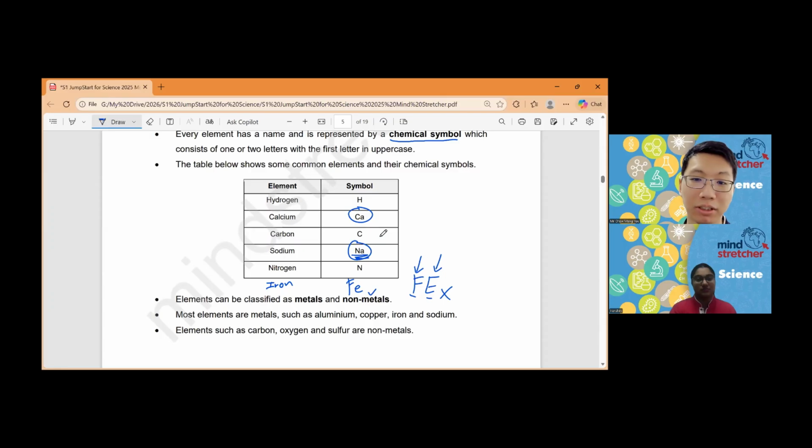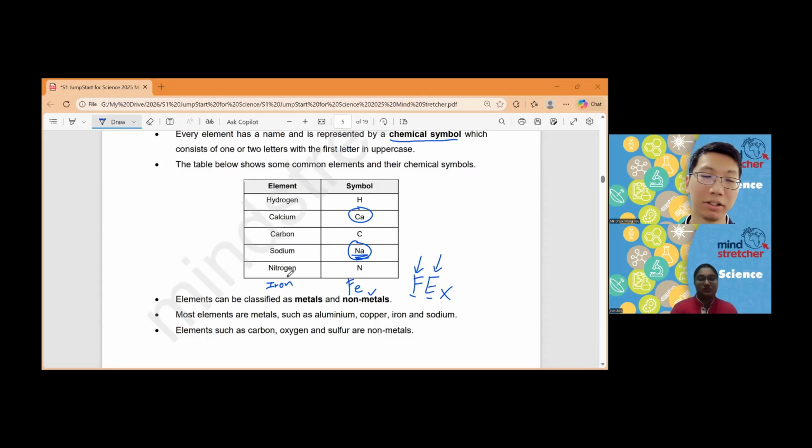For sodium, it is actually called natrium, if I'm not wrong. That's why it follows Na. But no need to worry about that, it is not required of you to know that. You just need to remember the symbols for these elements. These are just a few, right?